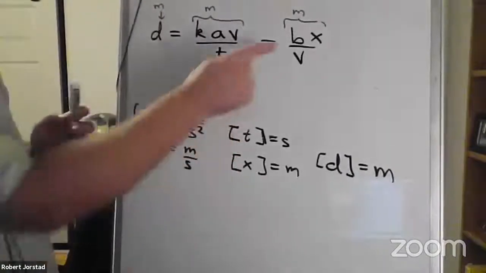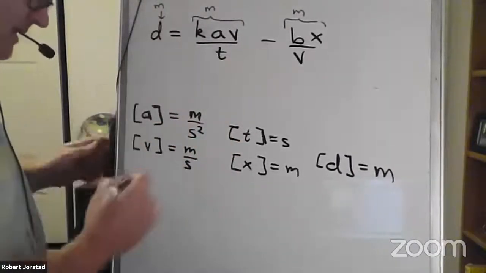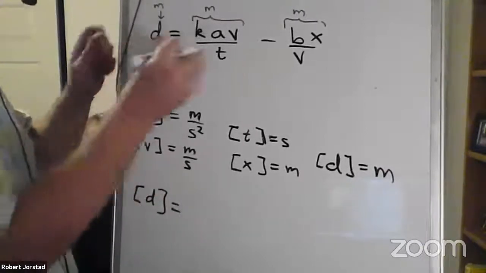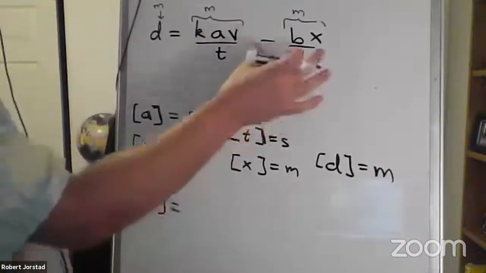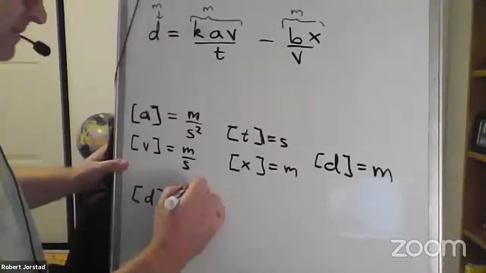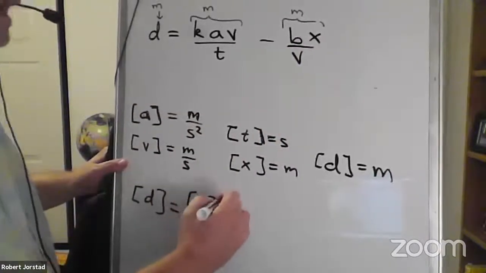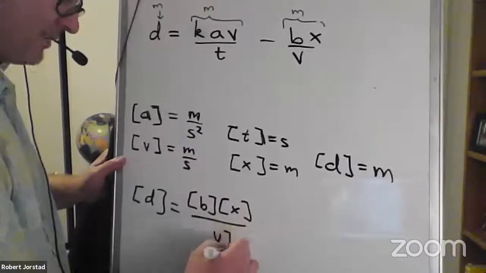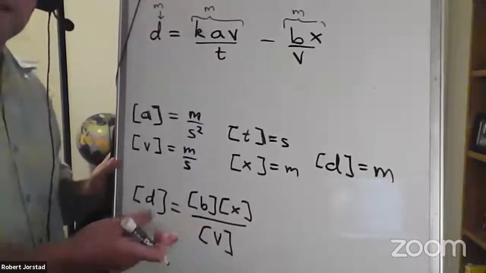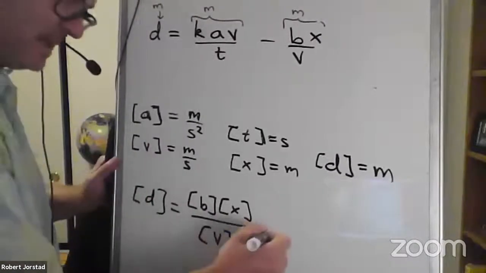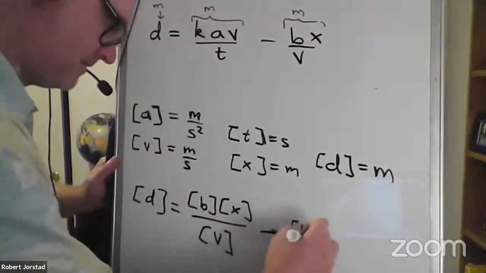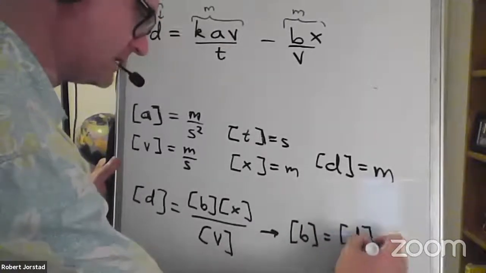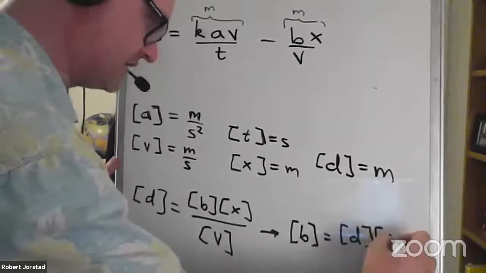I want to figure out the units of B. The units of D should match the units of this or the units of this. The minus sign doesn't matter. Minus signs don't change the units. So I could write this and use this to figure out the units of B. And this is totally weird to most students when you first see it. It's super weird.